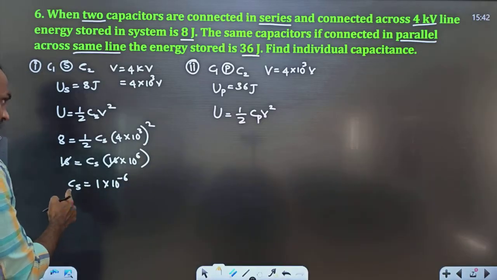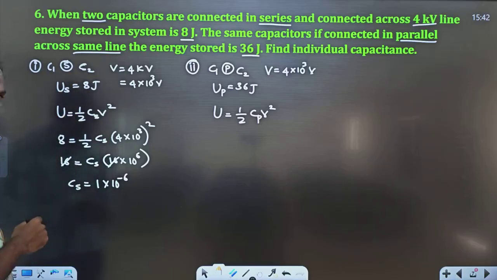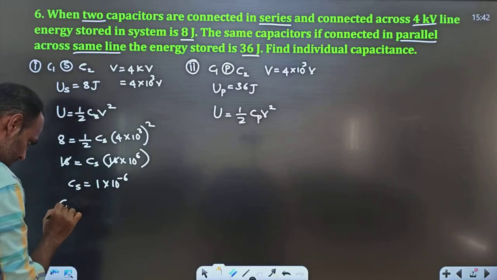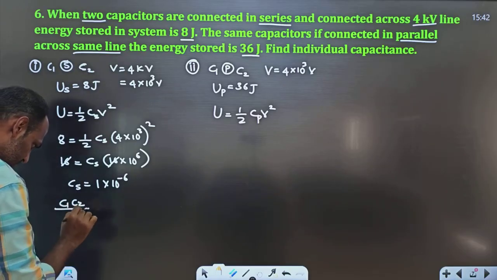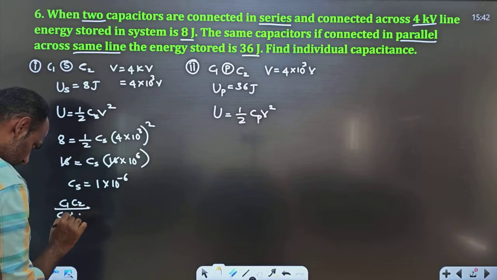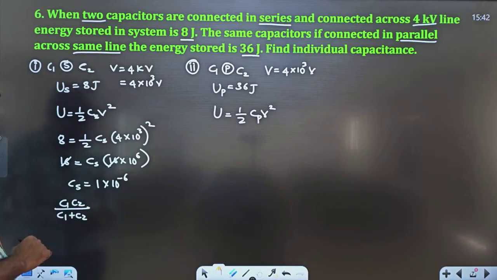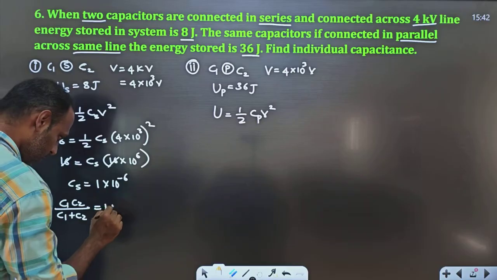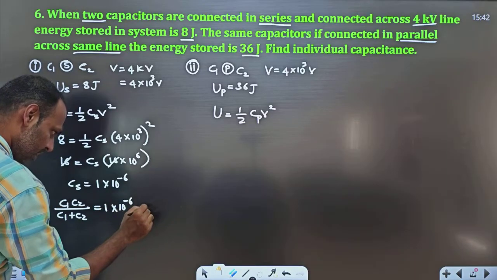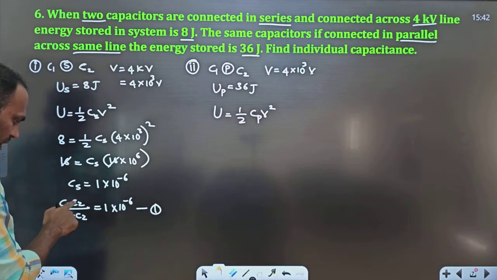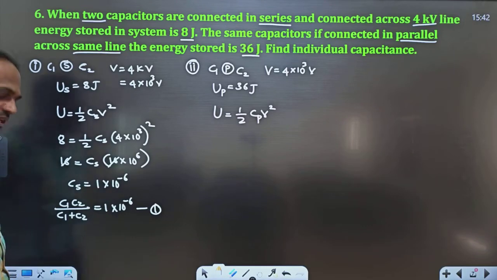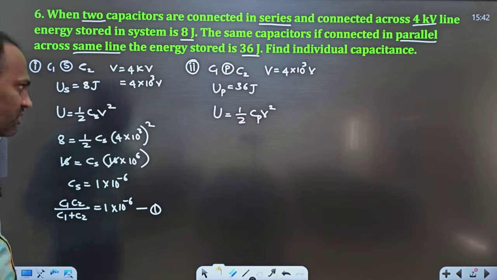What is CS? CS is the series combination of two capacitors C1 and C2. So two capacitors in series will give you C1 into C2 divided by C1 plus C2. This is the formula of two capacitors in series, equal to 1 into 10 to the power minus 6. You cannot solve it further now because there are two unknown quantities, C1 and C2. So call it equation 1; you cannot solve it further.